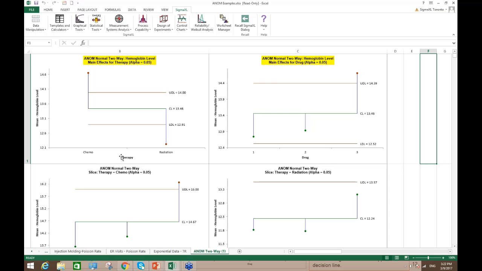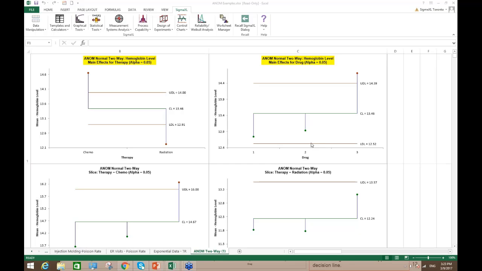We can see that for therapy, chemo produces a significantly higher hemoglobin level versus radiation. Radiation is significantly lower, and chemo is significantly higher than the overall mean. And drug 1 is not significant, drug type 2 is not significant, whereas drug type 3 has a significant effect on the hemoglobin level. I have a question here.